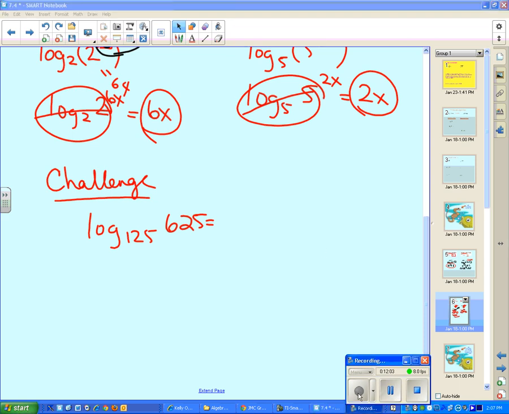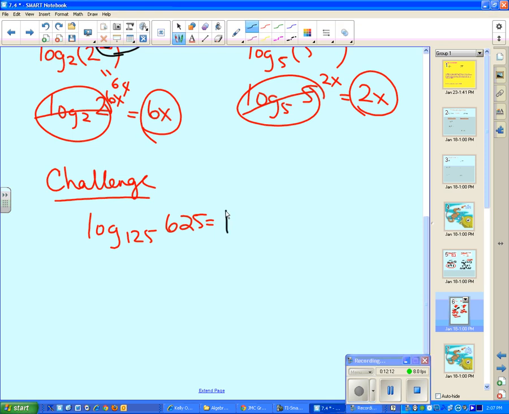Okay, so your goal is to answer this one. Now you can use that property that we just talked about, but it'd probably be easier going back to what we did yesterday with just rewriting this in exponential form. So 125 to what power is 625? And you're probably going to want to use your calculator on this. It's up to you. But this is a challenge problem, right? So your answer is not going to probably look like any of the ones that you had yesterday. So try to figure this one out.